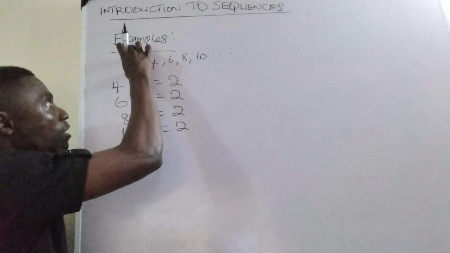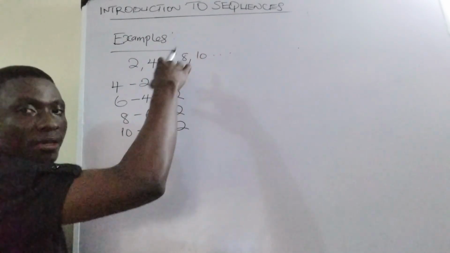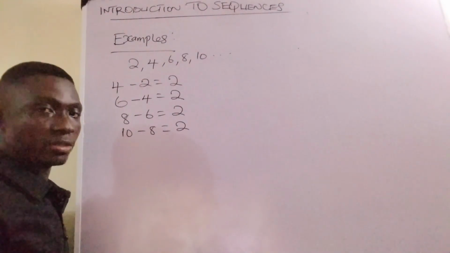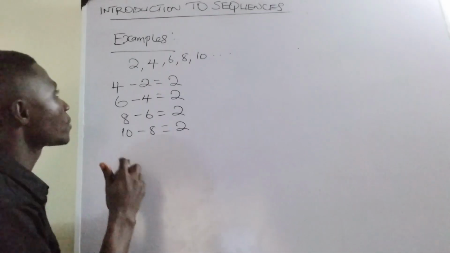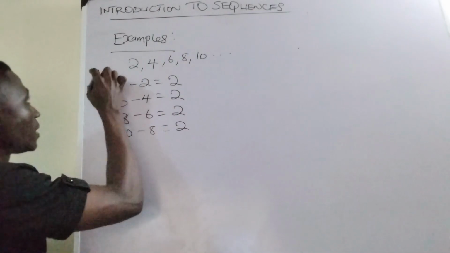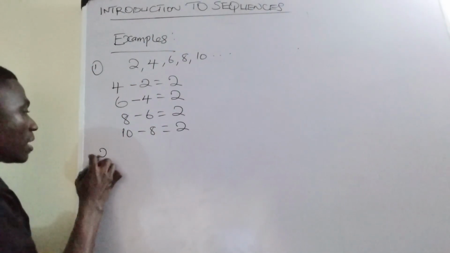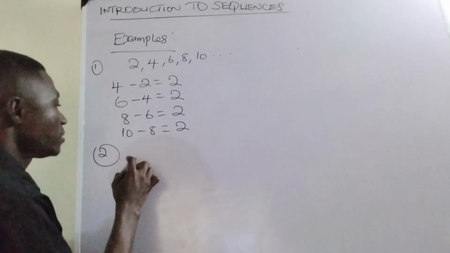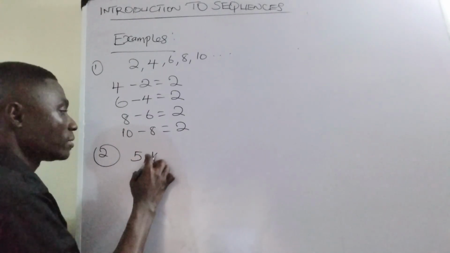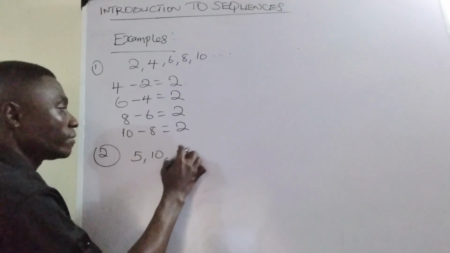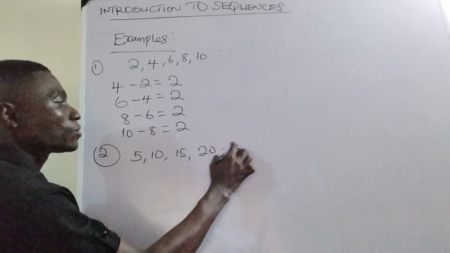Each of these numbers is called a term. We'll come to that in a subsequent class or classes. So let's say this is example 1. Let's consider another one. If we have, say, 5, 10, 15, 20, and so on.